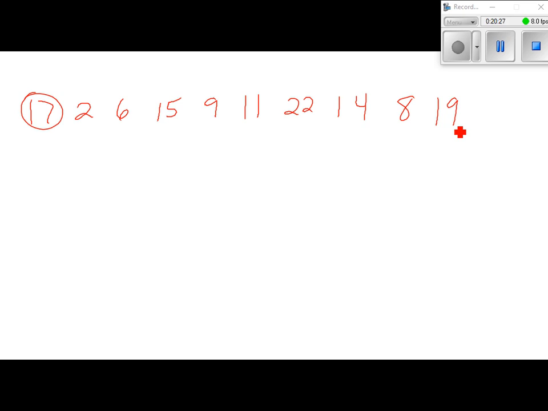Standard deviation is Sx, right? That's for the sample. And then sigma x is for population. I think. This is a sample.